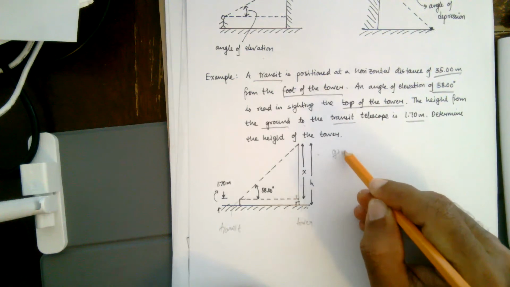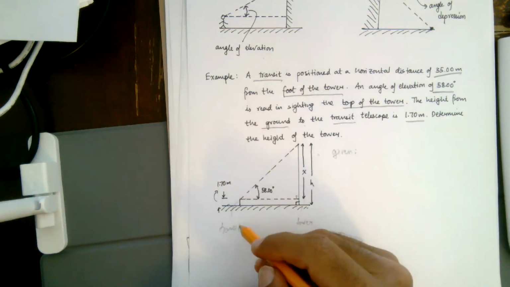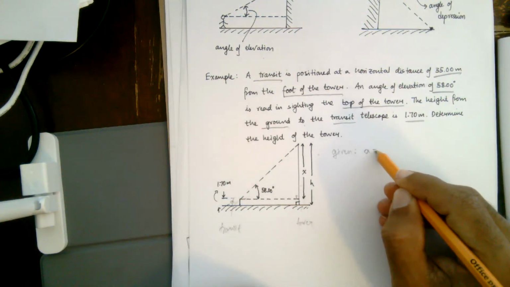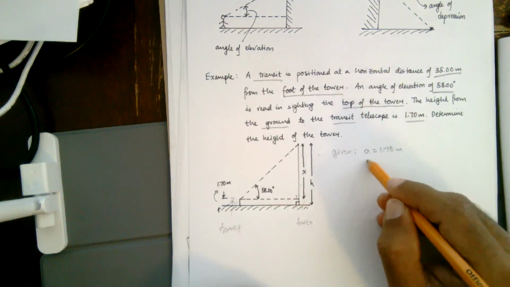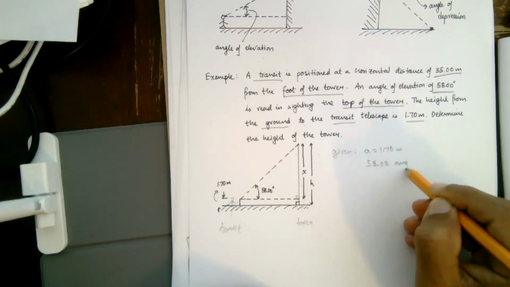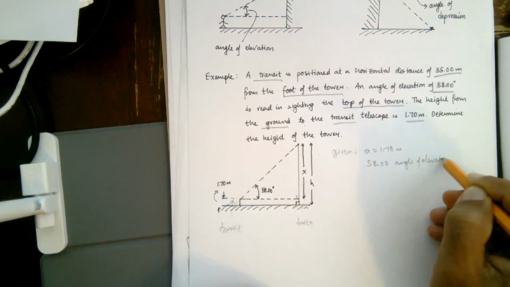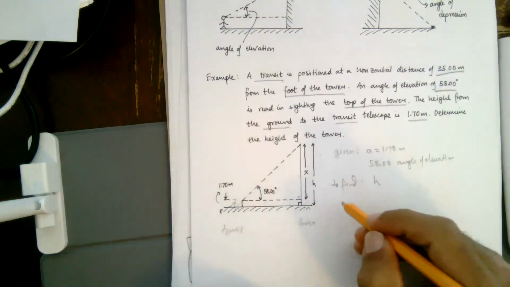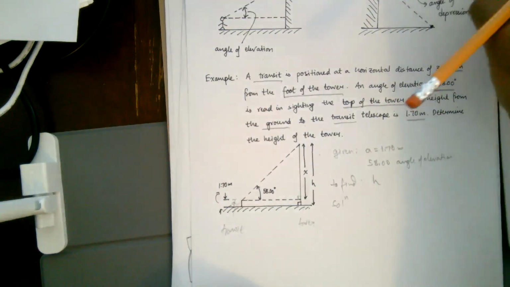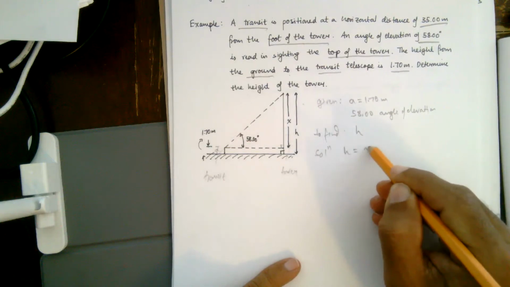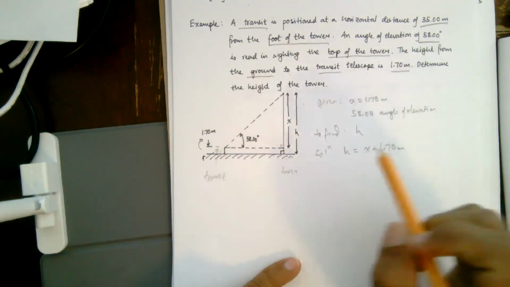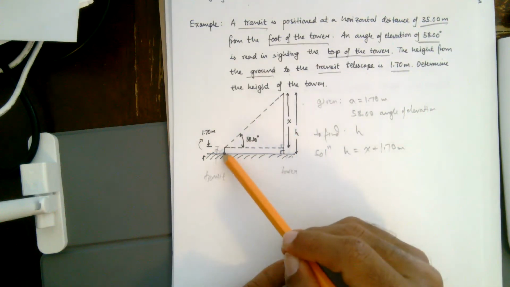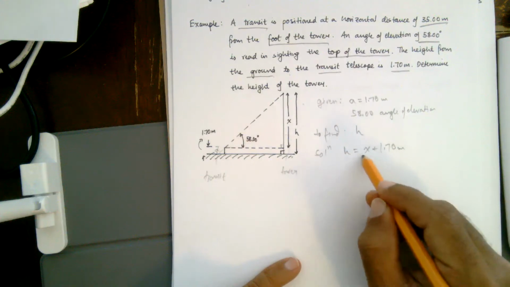So let's see what's given. Let's say I call this length a. Then we're given a is 1.7 meters and you have a 58.00 degree angle of elevation. To find is the height h. Solution: the simplest solution is that h is x plus 1.70 meters. Right? From the diagram, h is this length plus this bottom length, which corresponds to a, which is 1.7. So now my new goal is to find x.